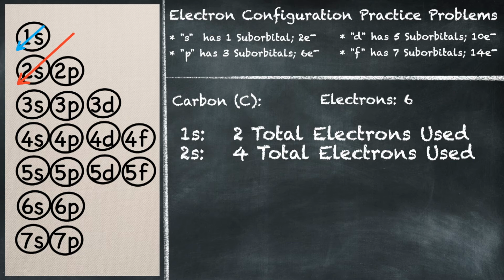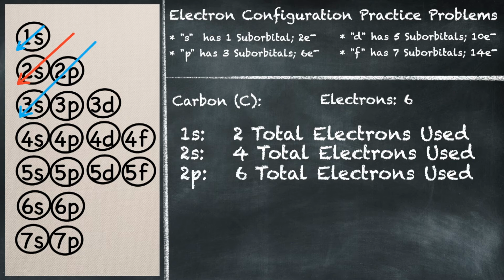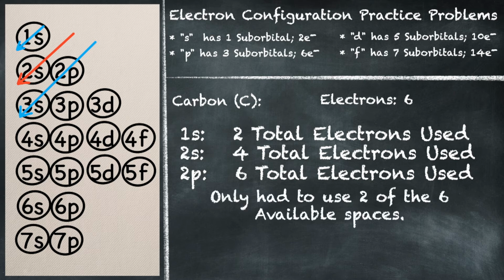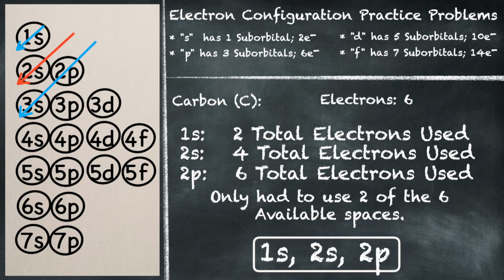So now we're going to move on to our 2p orbital. Okay, it can have, remember our p orbital can have a total of 6 electrons, but we only need 2. So this is going to be 2p2. That gives us a total of 6 electrons. So 2 electrons in 1s, 2 electrons in 2s, and 2 electrons in 2p for a total of 6 electrons. That means our electron configuration is going to be 1s2 2s2 2p2.